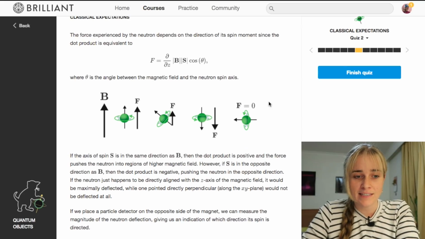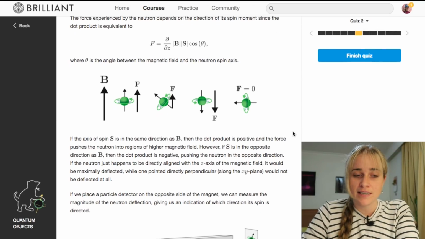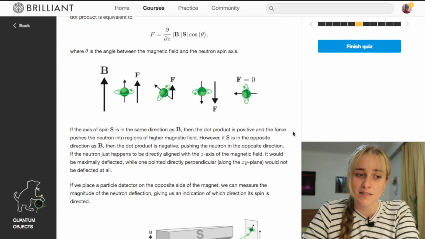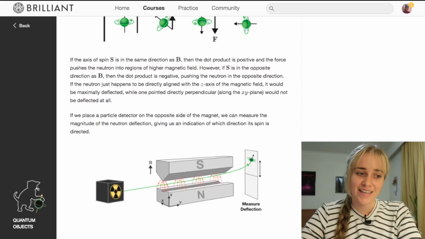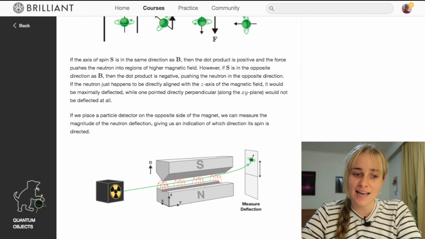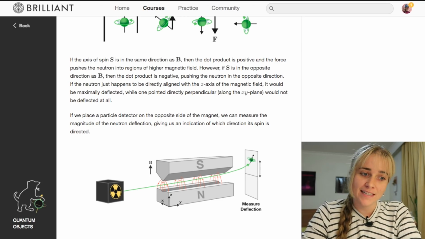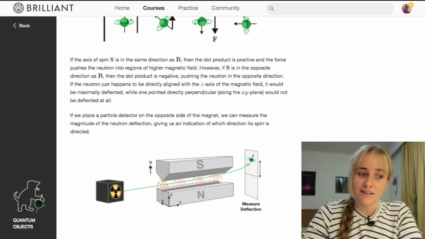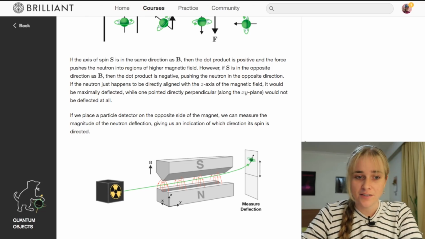Okay, so different orientations should result in a different amount of deflection because you're going to feel a different force pushing you up or down. The idea here is that if we place a particle detector after the magnet, we can measure how much the neutrons have been deflected and then infer which direction its spin was directed. Okay, so that's what this picture here is showing us.